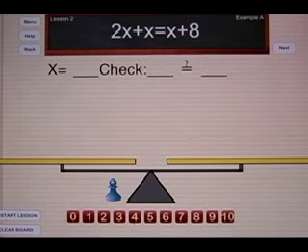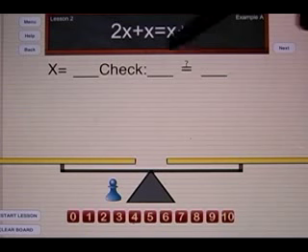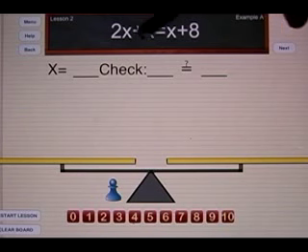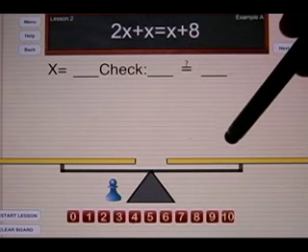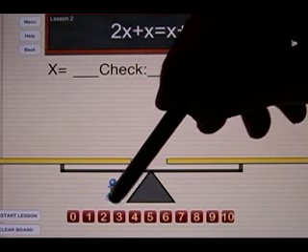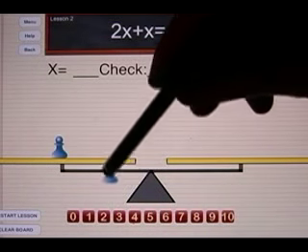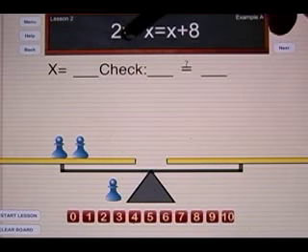Let's now look at lesson number 2. In this example, we are given the abstract equation. The first thing we need to do is to set it up physically. So let's place two x's on the scale because it says two x's.